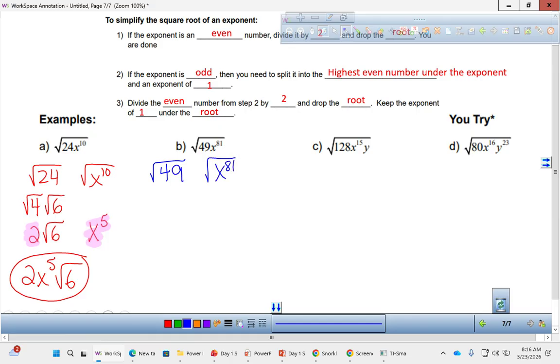What do you know about the square root of 49? 7, if you type it. Remember step 1. Type it into the home screen of your calculator. If you get a whole number, you're done. This is just 7.